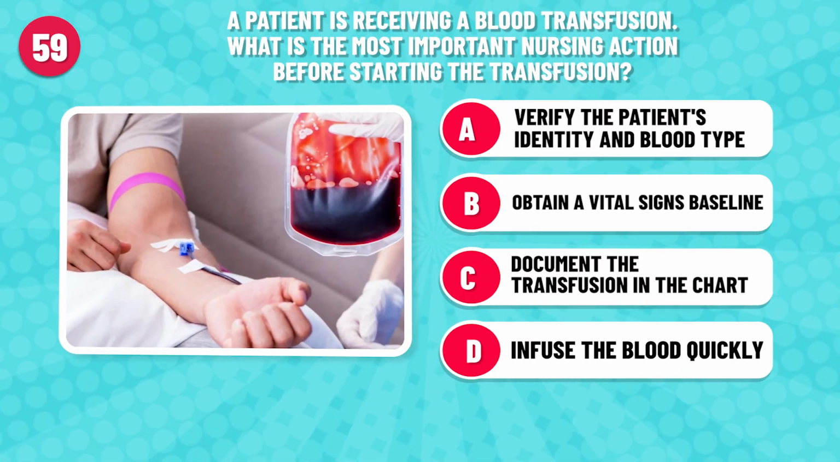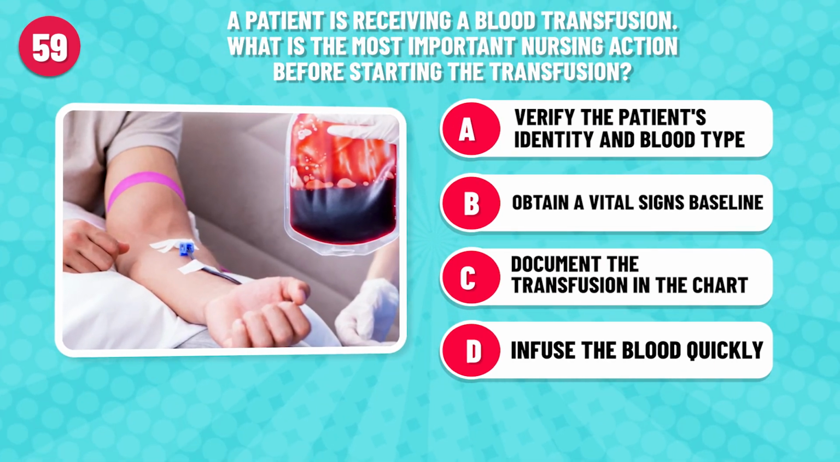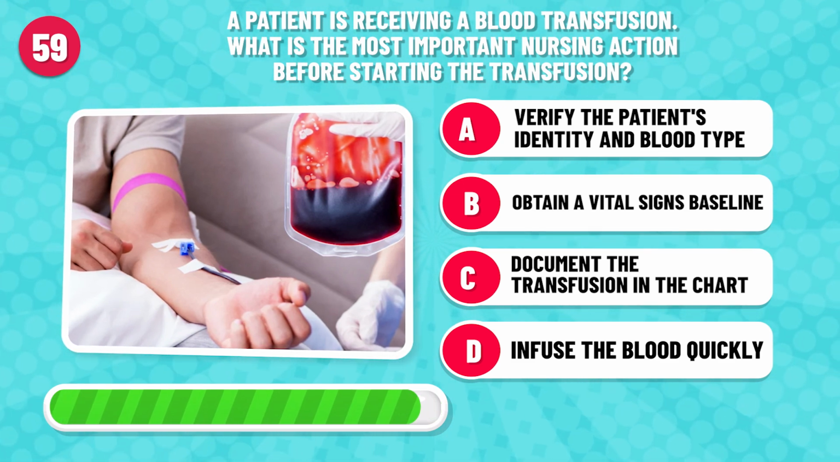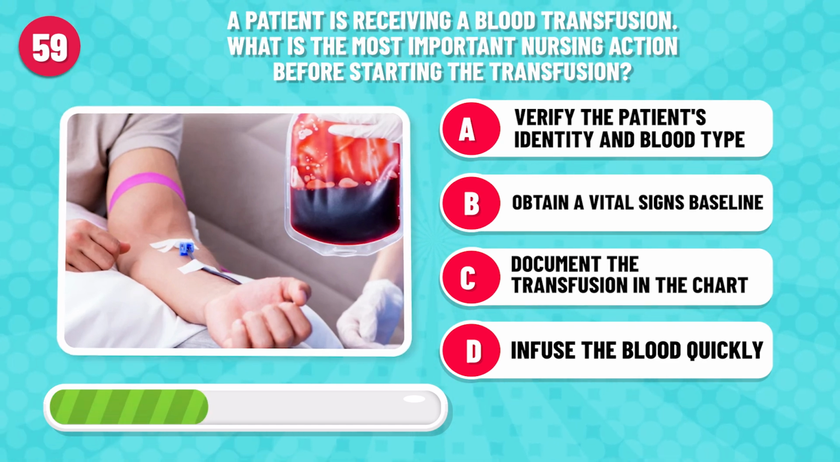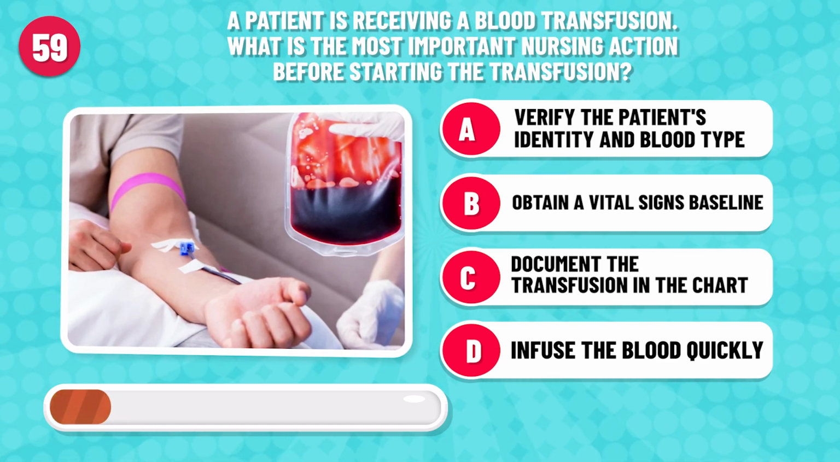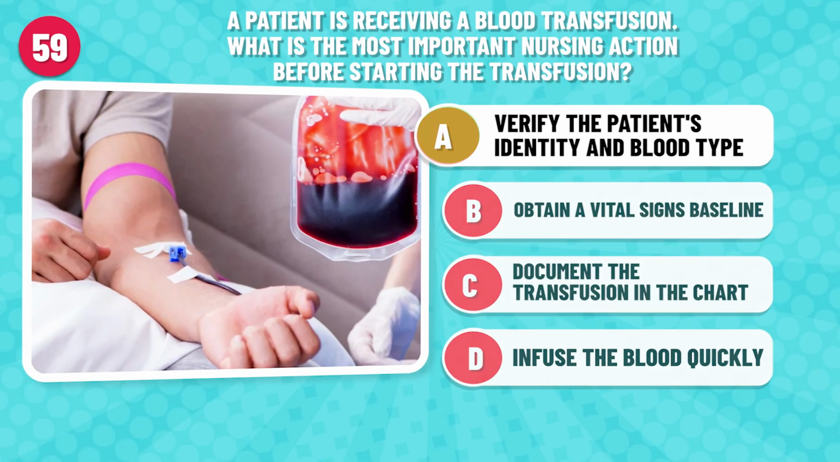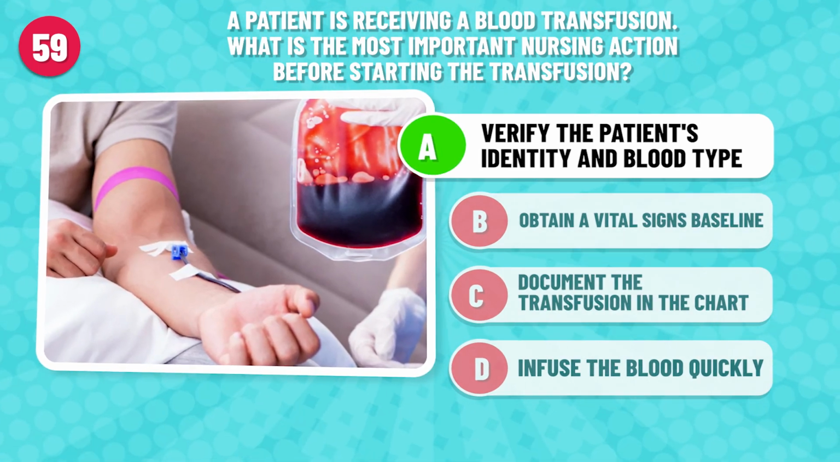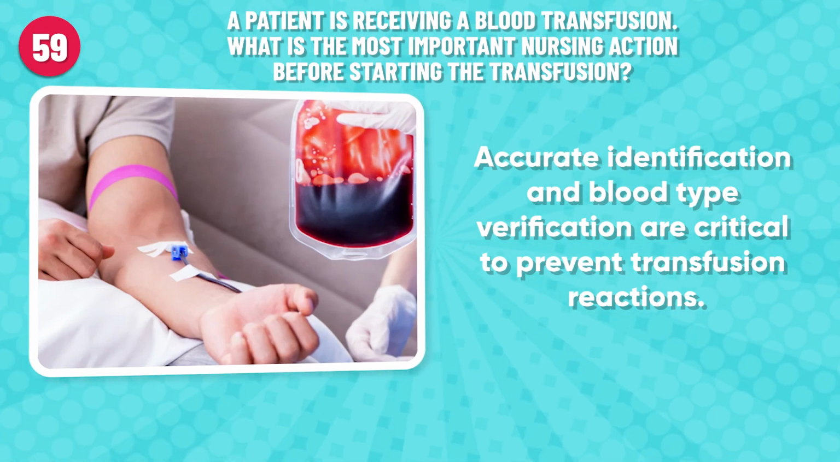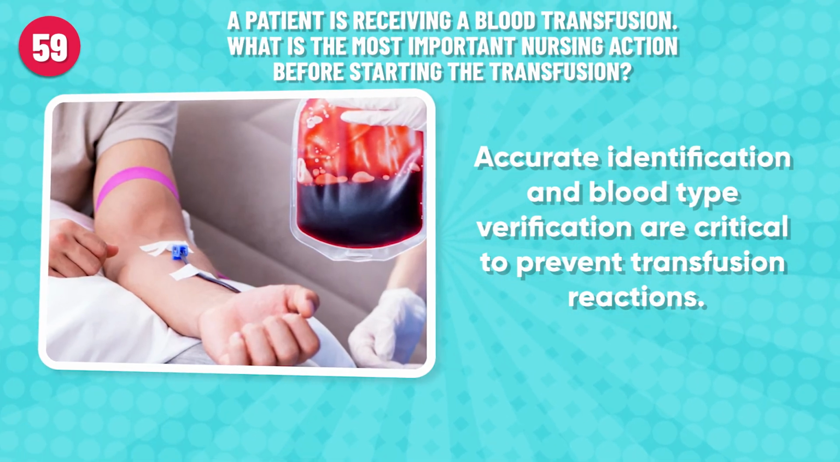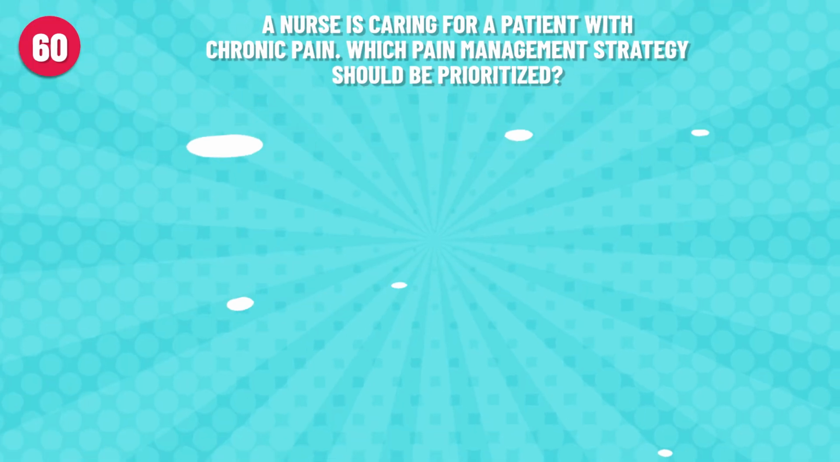A patient is receiving a blood transfusion. What is the most important nursing action before starting the transfusion? It's A. Verify the patient's identity and blood type. Accurate identification and blood type verification are critical to prevent transfusion reactions.